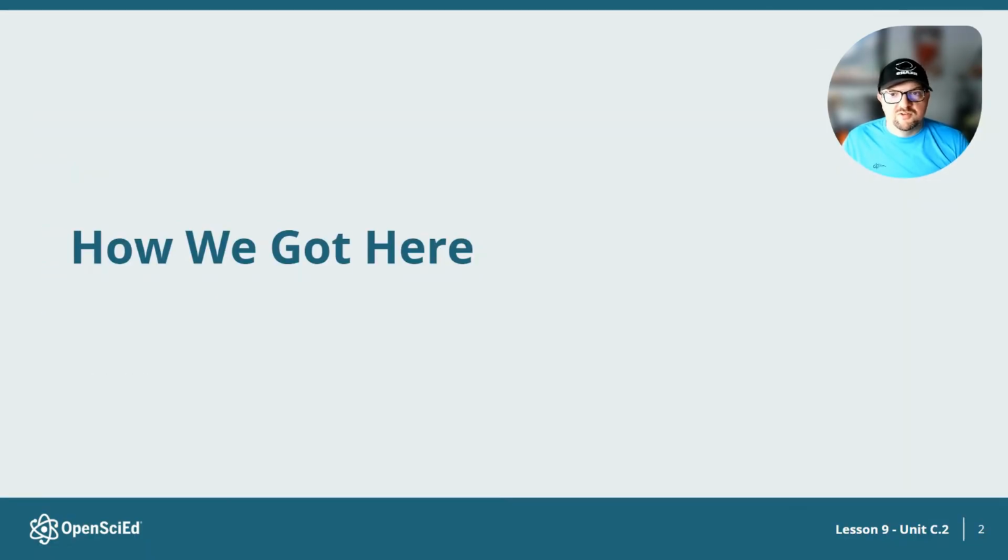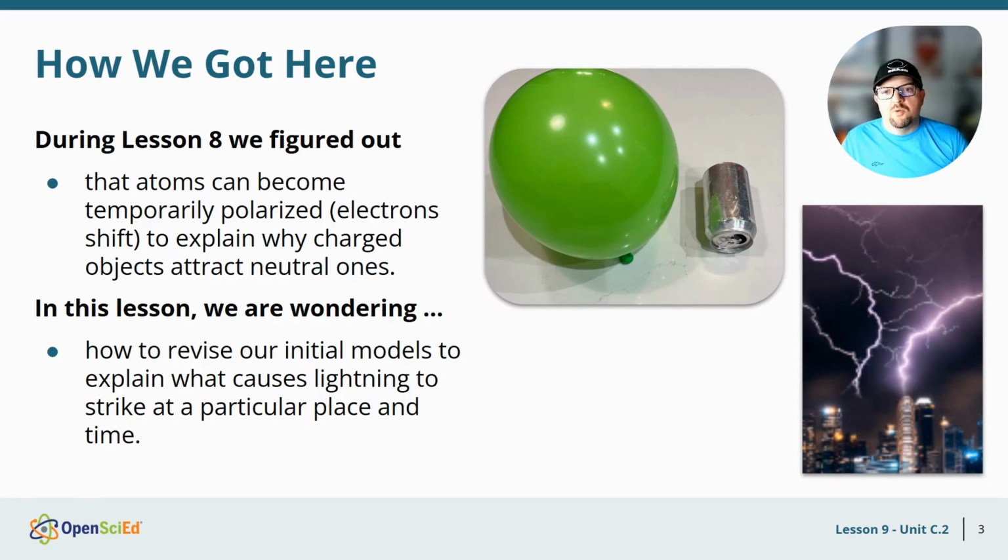Before diving into new student work, let's anchor back to our established storyline. One thing I've noticed is how much it helps students to explicitly look back at the green balloon and soda can from Lesson 8. We recently figured out that atoms can become temporarily polarized when their electrons shift. That micro-scale logic explained why charged objects attract new ones. Now, the class starts wondering how to scale that mechanism way up to explain exactly what causes the macroscopic lightning to strike at a particular place and time.